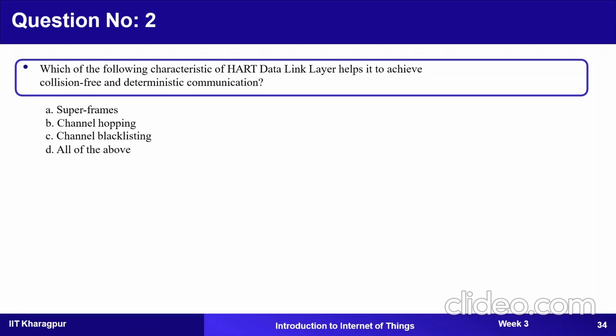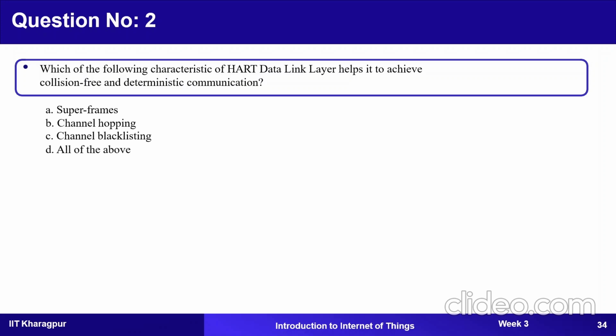Now next question, that is your question number 2, is which of the following characteristics of the HART data link layer helps it to achieve collision free and deterministic communication? Options are super frame, channel hopping, channel blacklisting, and all of the above.